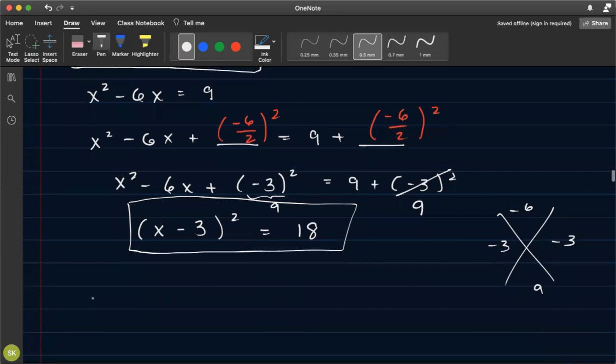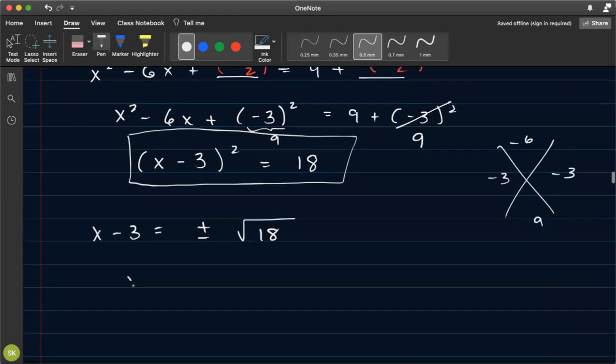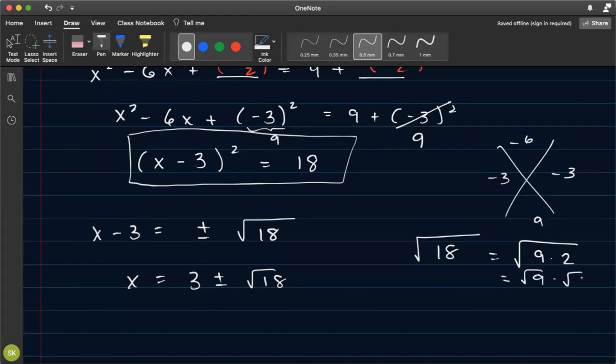So if we take the square root of both sides, remember when we take a square root, we get a positive and negative. And solve for x, we get 3 plus or minus square root 18. Now we can reduce this radical. Notice that 18 under a square root is the same thing as 9 times 2, and 9 is a perfect square. So this is the square root of 9 times the square root of 2. So this is just 3 root 2.